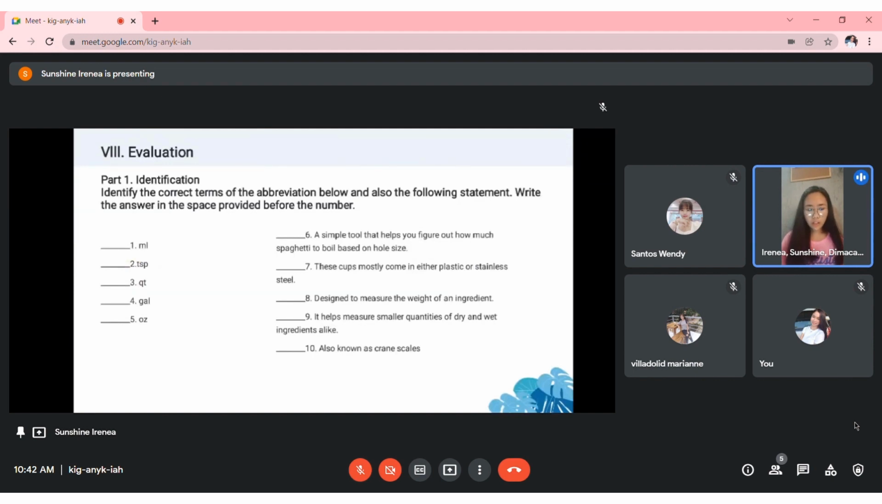Next is the evaluation. In evaluation, we have an identification that the students will answer. Identify the correct terms of abbreviation below and also the following statements. The students should write the answer in the space provided before the number.